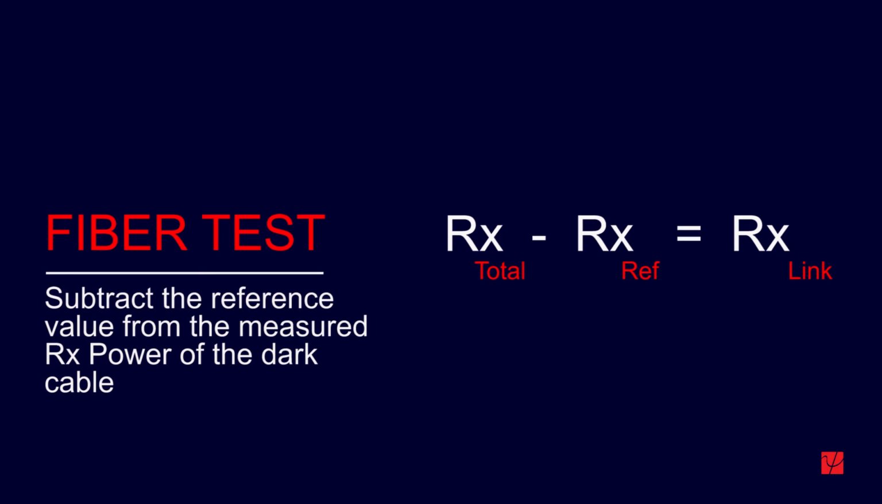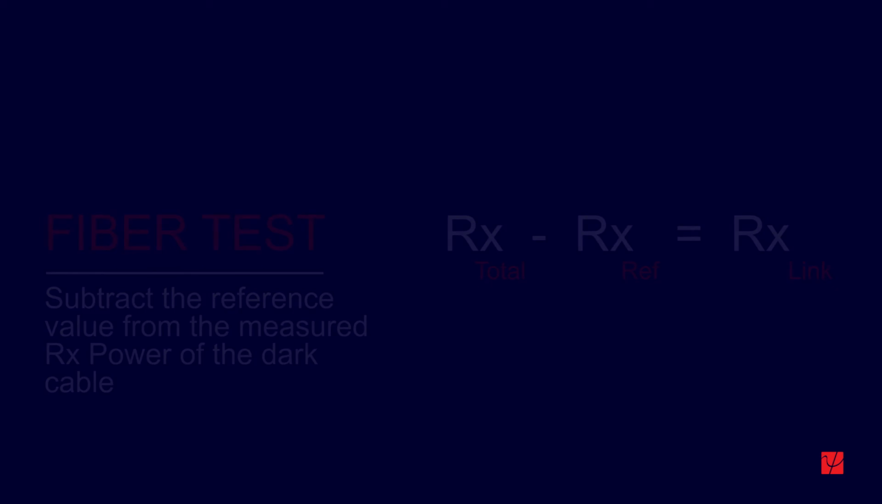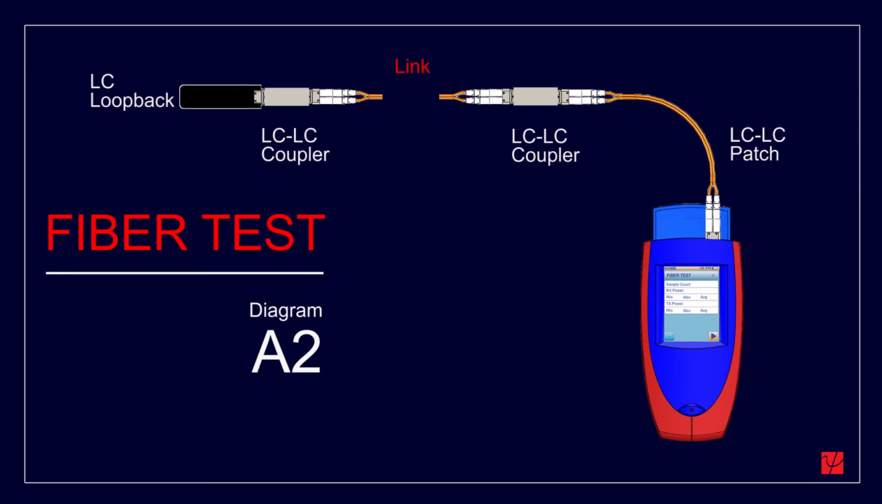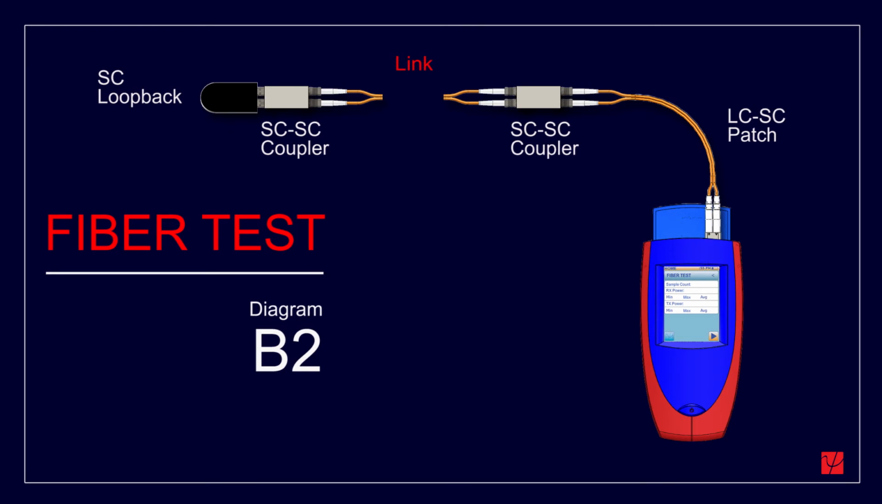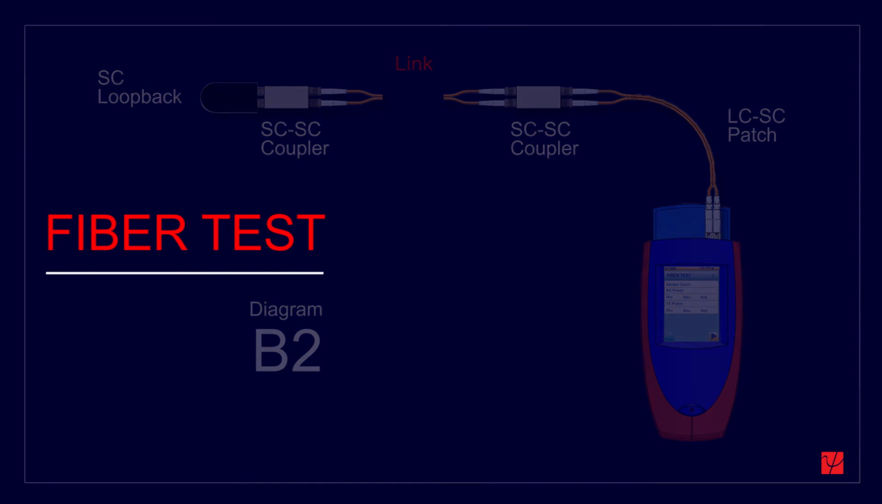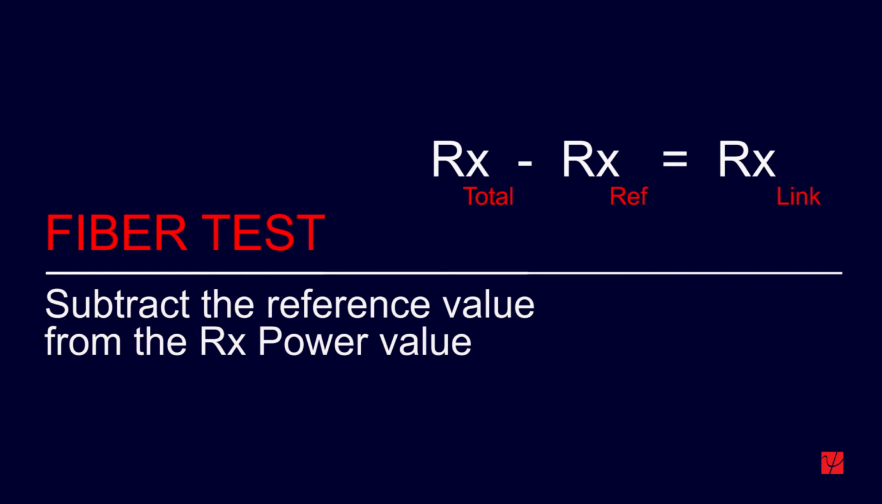To measure the amount of light being injected into the cable under test, follow the setup as shown in diagram A2 for LC connected fibers or diagram B2 for SC connected fibers. Run the fiber test and again note the received value measured. Subtract the reference value from this value to determine the loss experienced by the fiber cable.